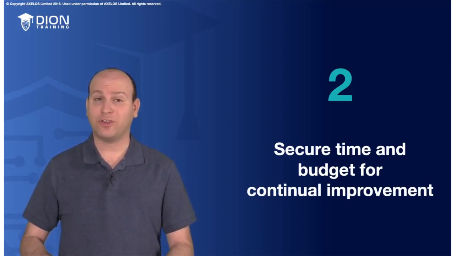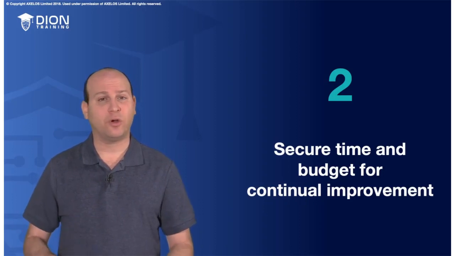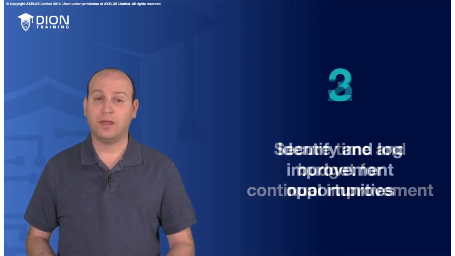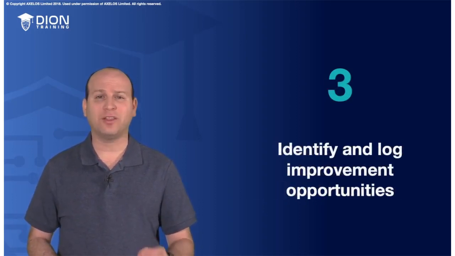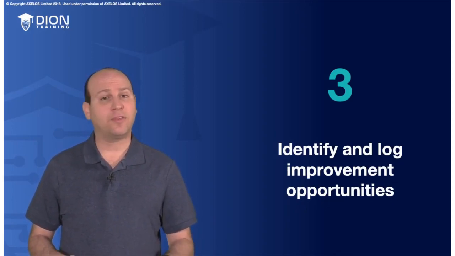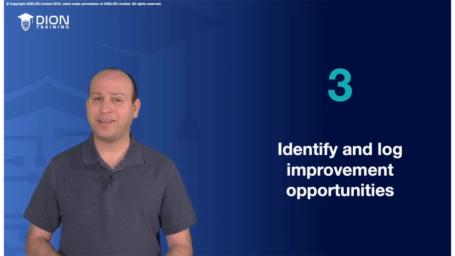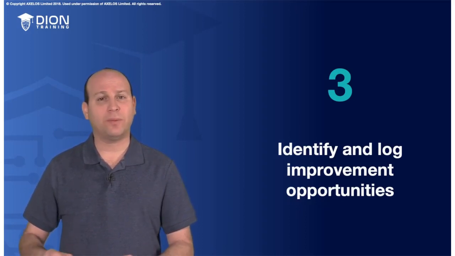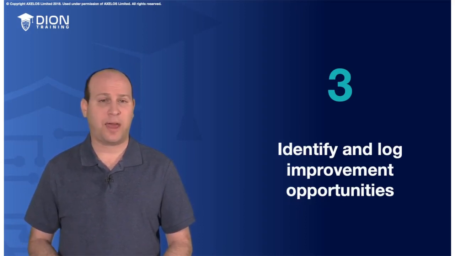You want to make sure you're securing that time and budget so we can continue to work on improving our processes. Next, we want to think about identifying and logging improvement opportunities. Anytime you're working on something, you might have an idea and say, this would be better if we did X thing. At that point, we want to log that down, identify it, and that way, eventually, we might be able to get back to it and cause that improvement to happen.